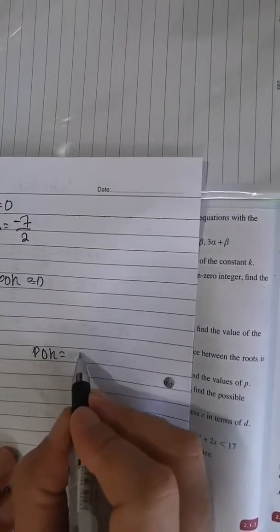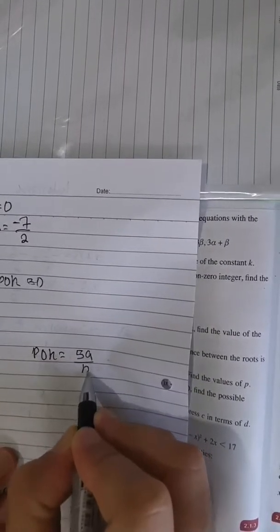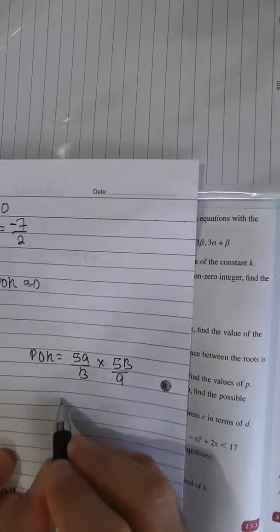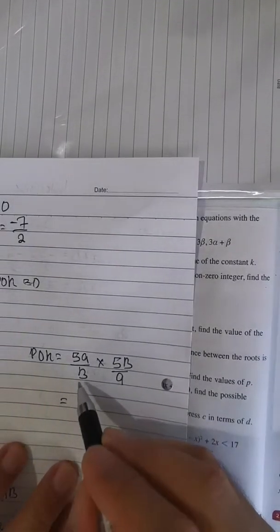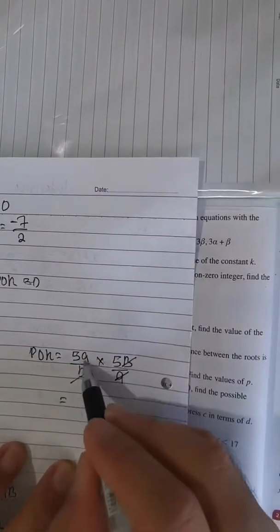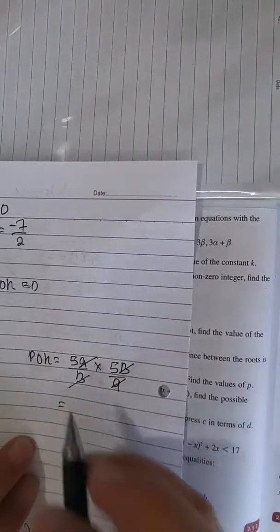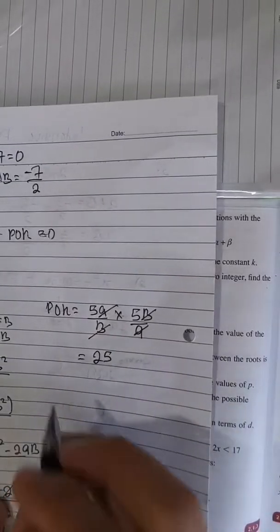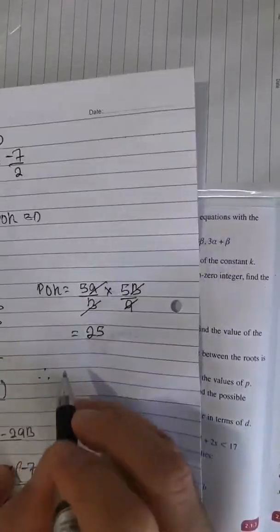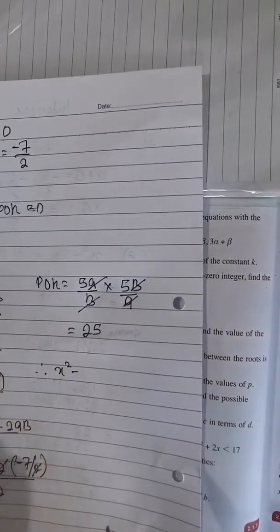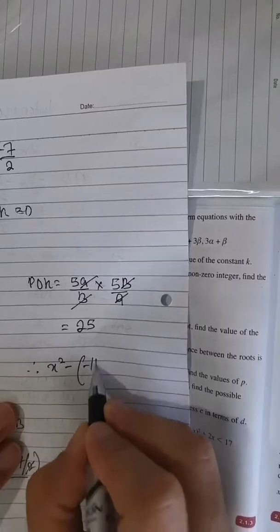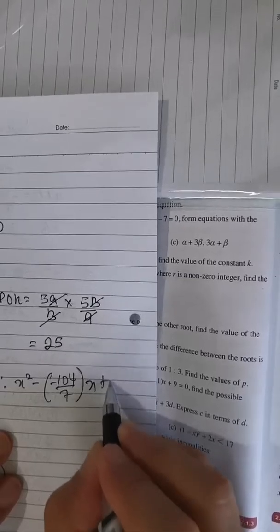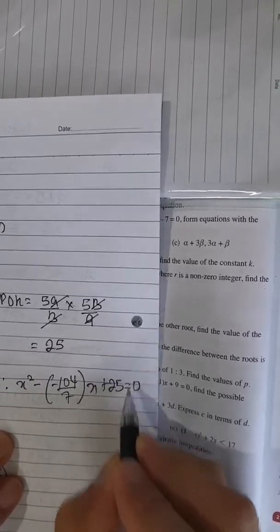The product of roots is 5 alpha over beta times 5 beta over alpha. Before you multiply, we can cancel beta with beta and alpha with alpha. So the answer will be 5 times 5, which is 25. Therefore, the equation will be x squared minus the sum of roots, negative 104 over 7 x, plus the product of roots, which is 25, equals 0.